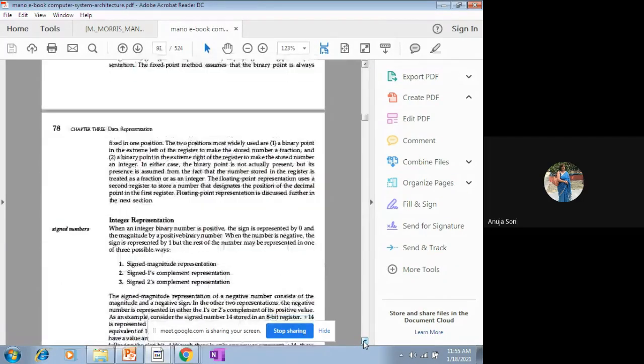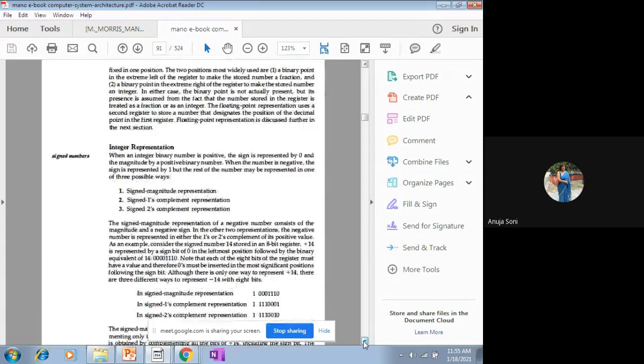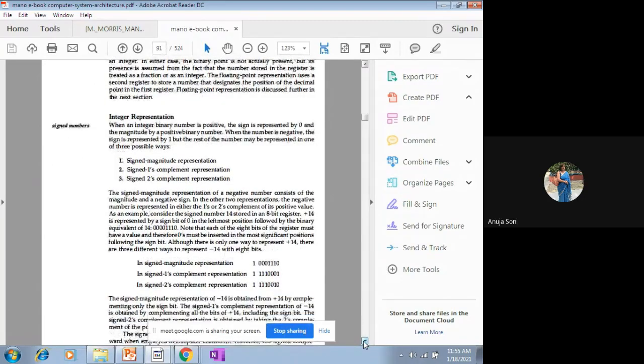So how to represent a sign in case of a binary number? Whenever we have a number, we have three mechanisms, three ways to represent the sign. One is called signed magnitude representation. Another is called signed 1's complement representation. Another is called signed 2's complement representation.